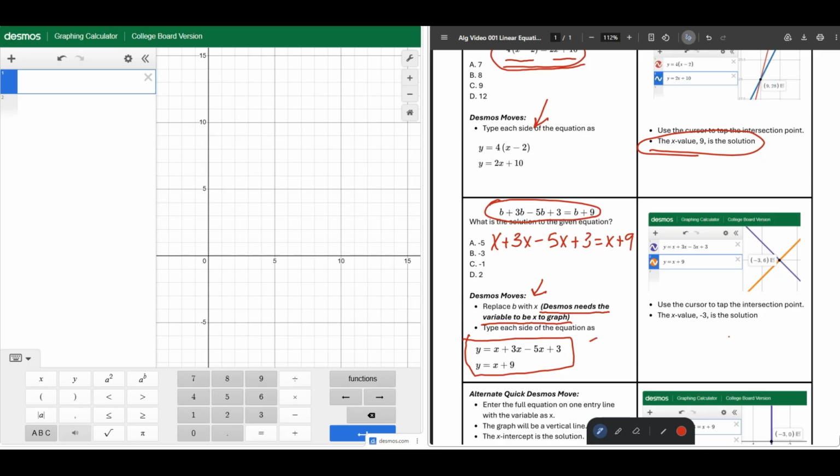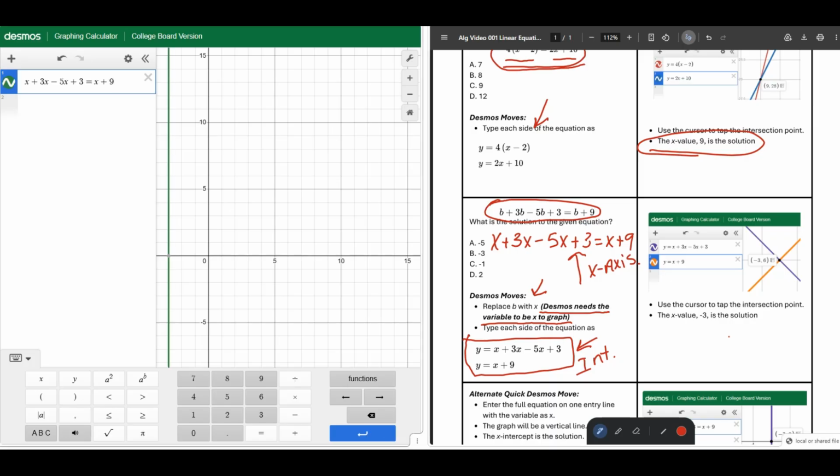So type it in here, and you're going to look for an intersection. If you type this, you're going to get a vertical line and you're going to look for the intersection on the x-axis. So it really becomes a preference on whether you want to type it all at once or separate it into two equations. I think I'm just going to type mine in all at once.